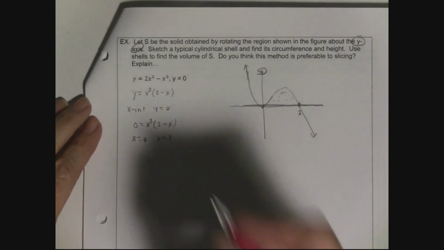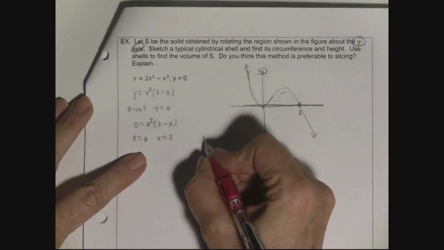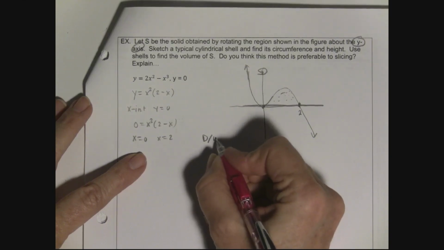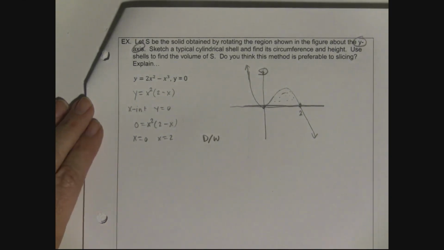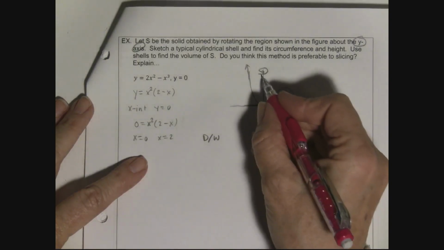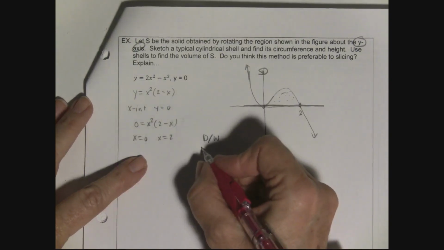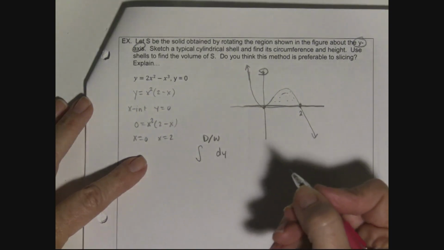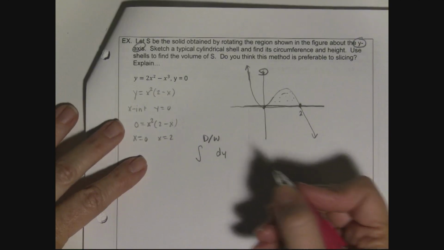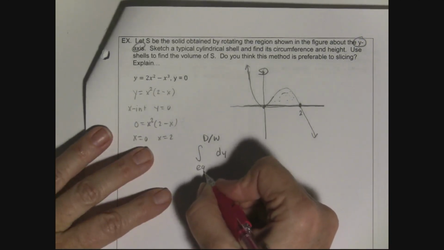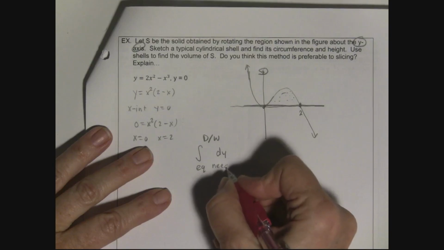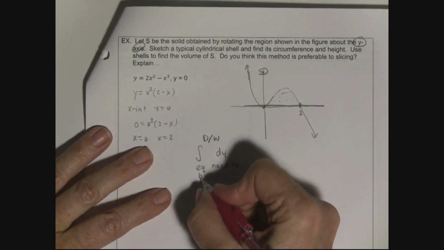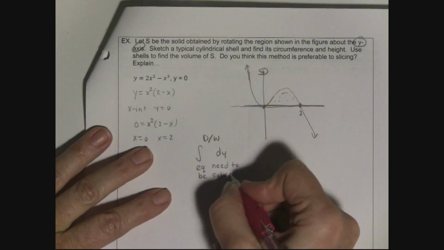So I always say like this. I say that if I was going to do a disc washer on it, and that's what I call it, and sometimes I tease and say the dishwasher on it, but disc washer on it, then because it's going around the y-axis, my integral will be dy, which would mean my equations need to be solved for x.